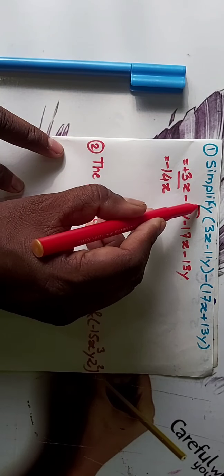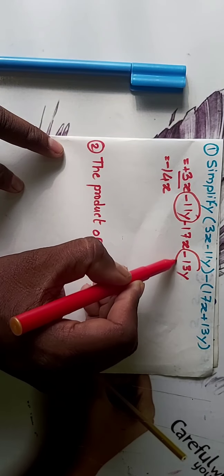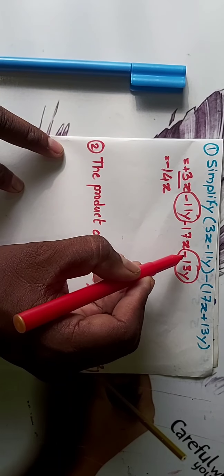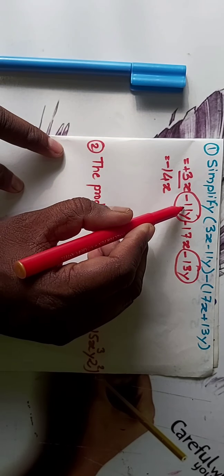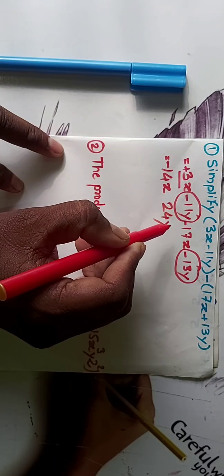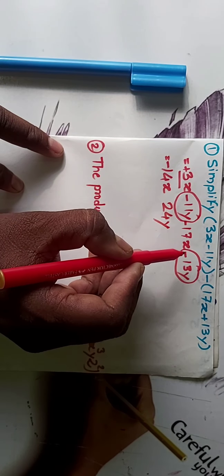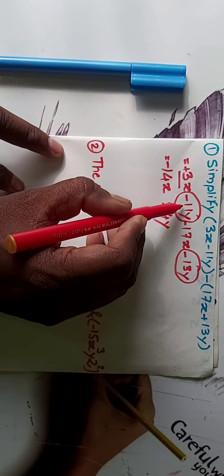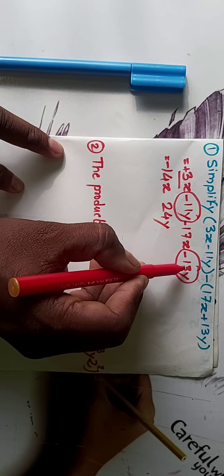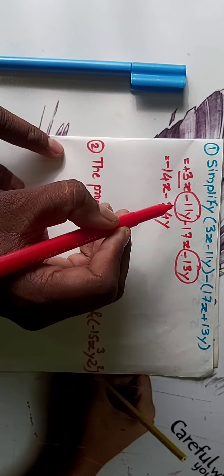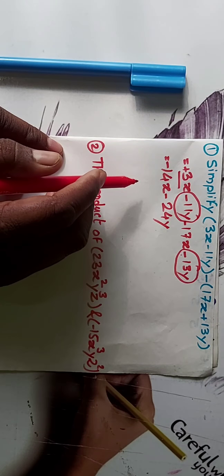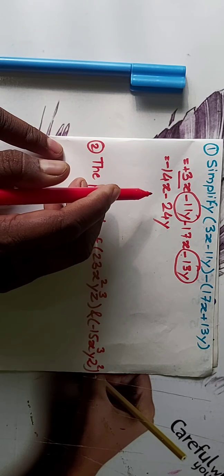Now here minus 11y and minus 13y, so we will do the addition. 11 plus 13 is 24y. But here we have to give the bigger number's sign. Here 13 is the bigger number and has the minus sign, so we give the minus sign. Now students, we got the answer, but this answer is not in the given options, so we'll split this.